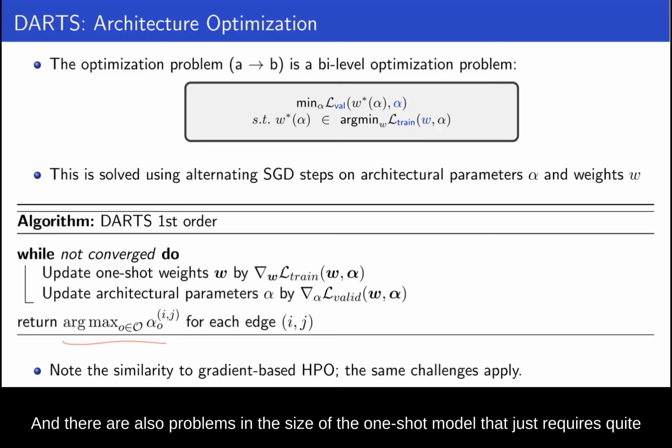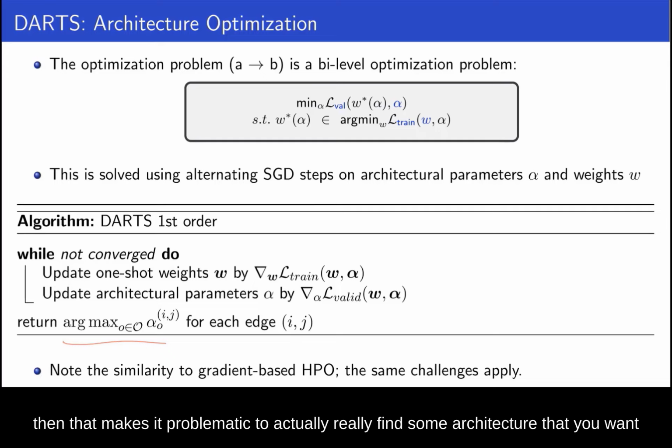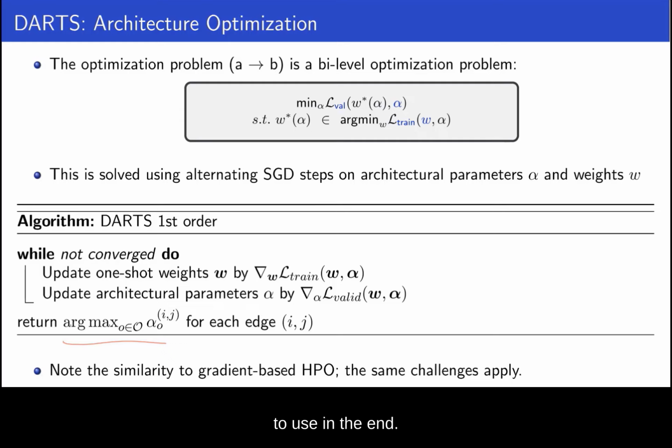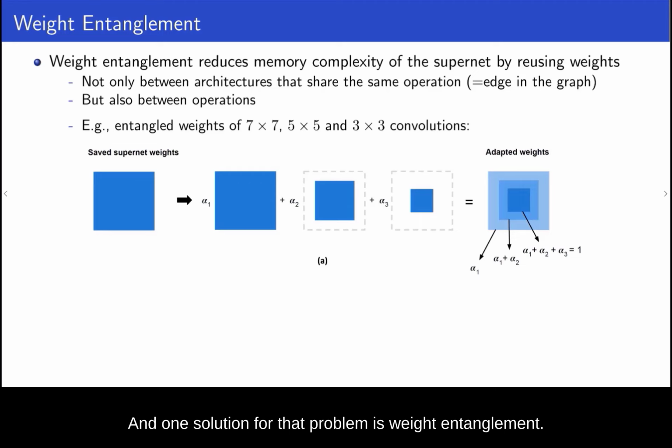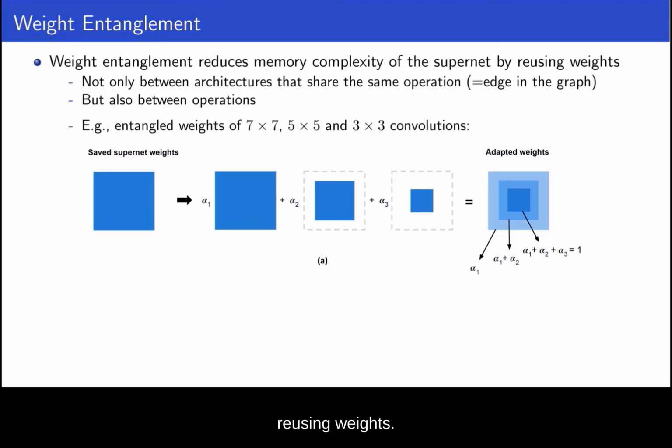And there are also problems in the size of the one-shot model that just requires quite a bit of memory. So if your one-shot model is much larger than the final architectures that you want to search, then that makes it problematic to actually find some architecture that you want to use in the end. And one solution for that problem is weight entanglement. This weight entanglement reduces the memory cost of the supernet by reusing weights.